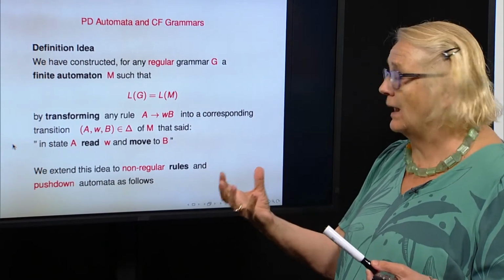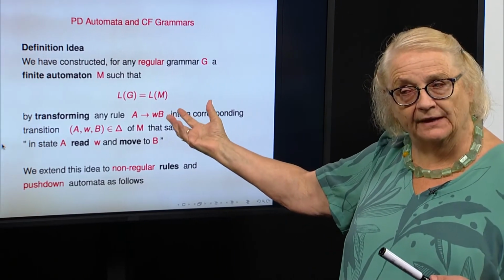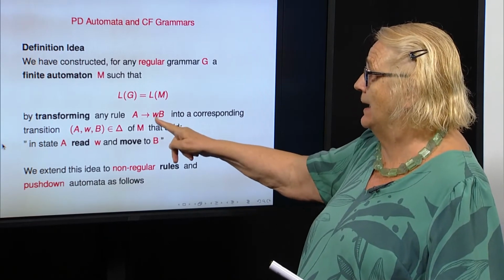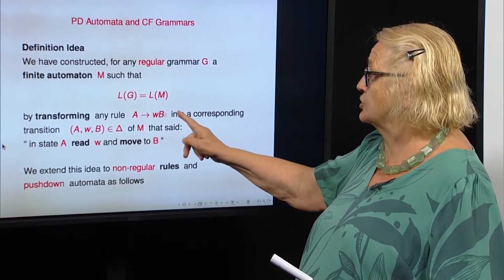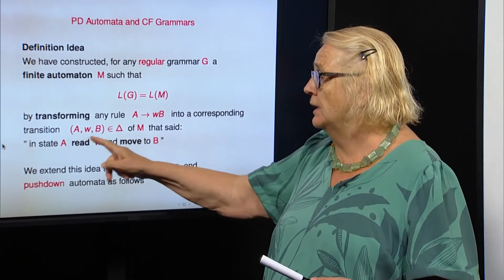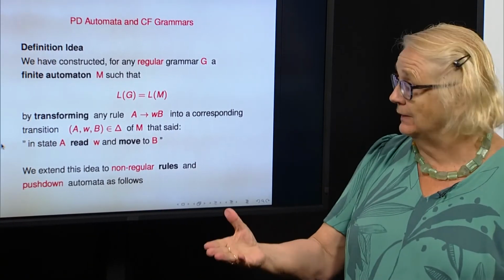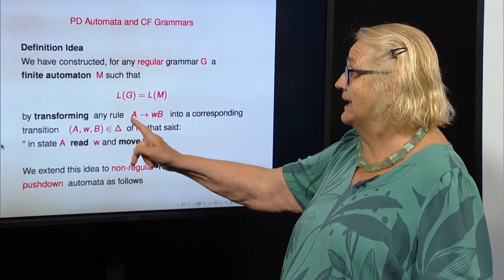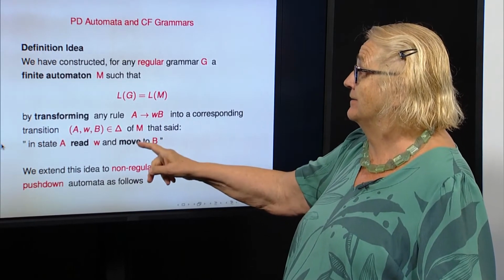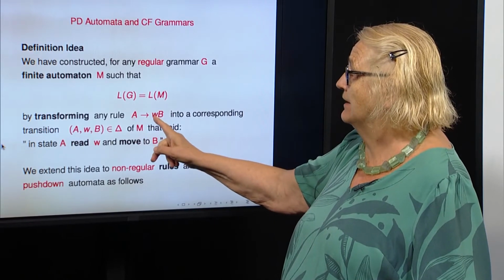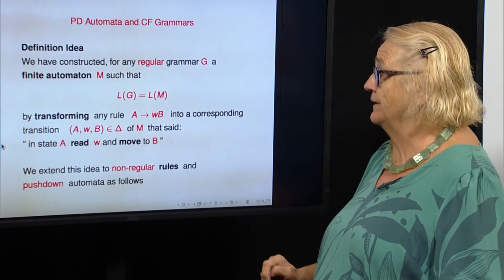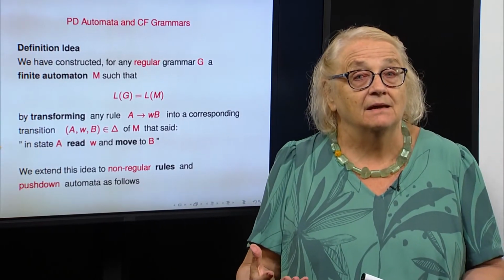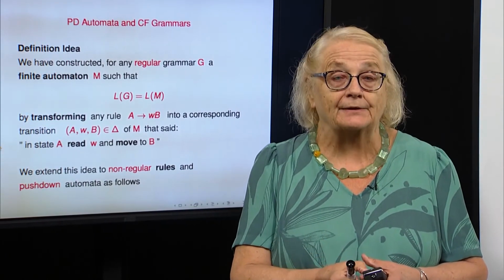We already showed how to connect finite automata with the grammar. The rule of the grammar A → aB was transformed into a transition in the automaton. The rule says: in A, read a, move to B. We want to extend this idea now to pushdown automata.